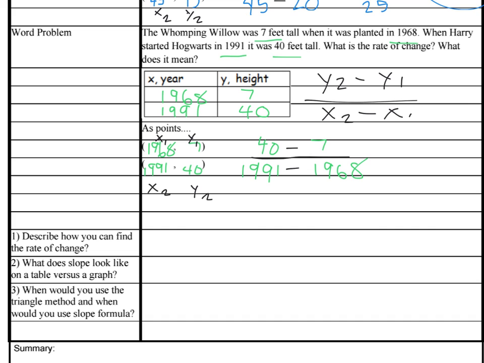got the same thing. So we simplify 40 minus 7, I get 33. Over 1991 minus 1968, I get 23. And if we go ahead and use the calculator and divide 33 by 23, we get 1.43. And then for our label, the top part, 40 and 7, were both height, so that was feet. And 1991 and 1968 were both years, so it's feet per year. So the tree grew 1.43 feet every year.